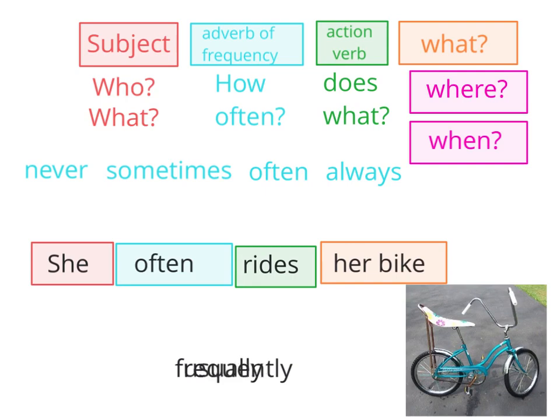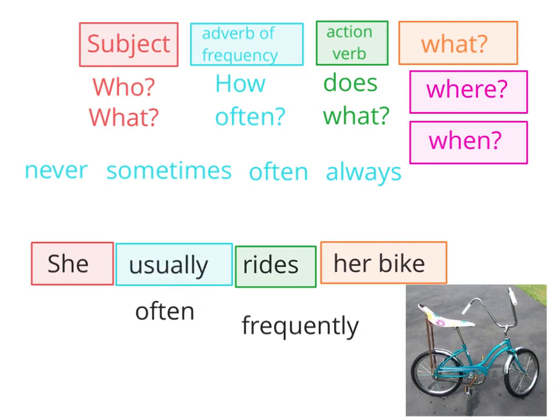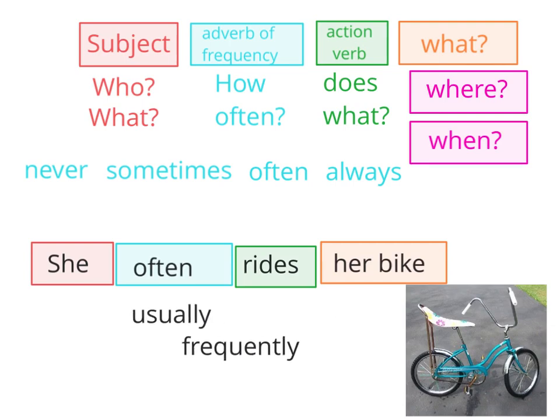Some other words that mean almost the same thing as often are frequently. She frequently rides her bike. And usually. She usually rides her bike. Often, usually, and frequently mean a lot. Not all of the time, but a lot.